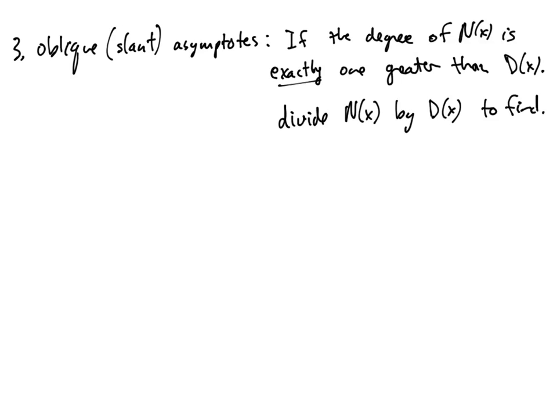And these occur when the degree of the numerator is exactly 1 greater than the degree of the denominator. And then we divide the numerator by the denominator to find it. So for example, if our function was (4x cubed plus 1) divided by (2x squared minus 5), we're going to divide the numerator by the denominator because the degree of the numerator is 3, the denominator is 2, so there's exactly 1 degree greater in the numerator than the denominator. So again, we'll see how this works in practice when we look at an example.